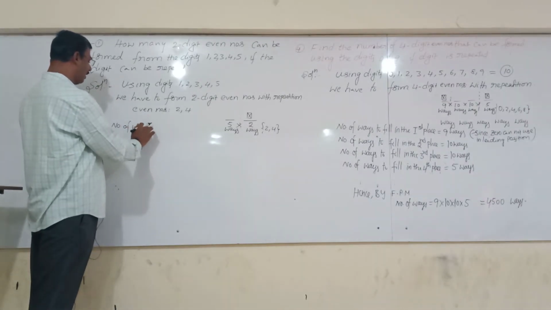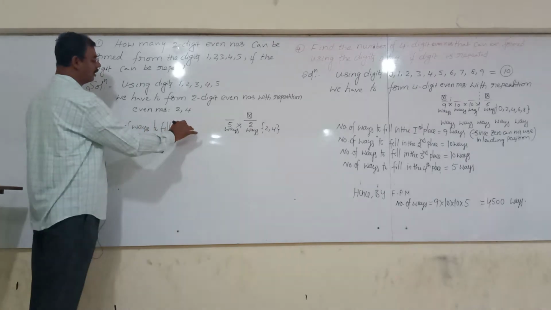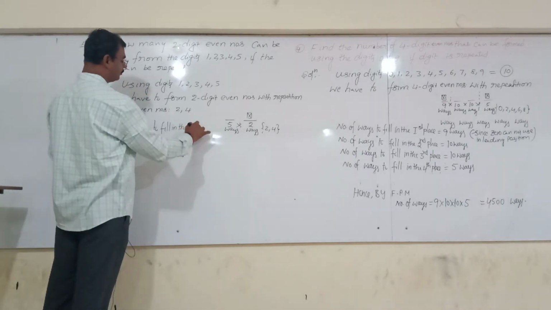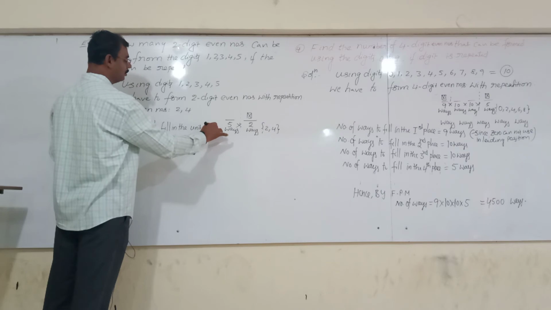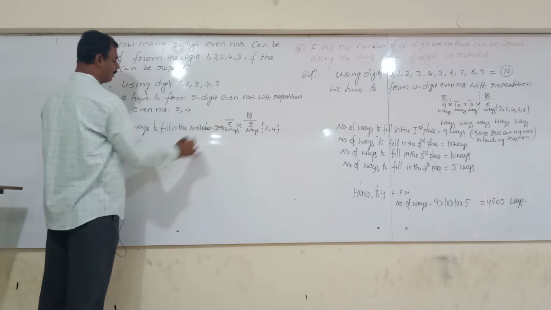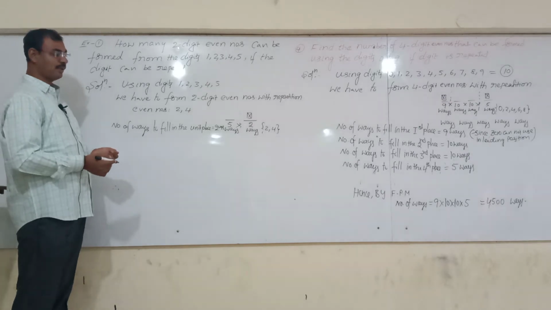Number of ways to fill in the unit place is equal to 2 ways.